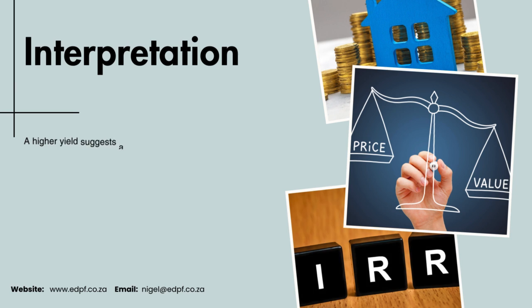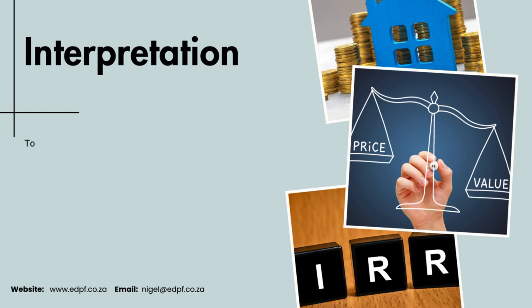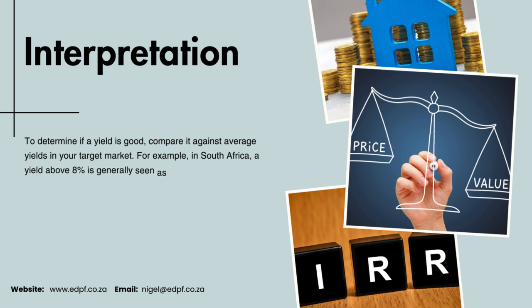So how do we interpret this? What does this yield percentage tell you? A high yield suggests a better return on investment relative to the property price. For instance, a yield of 10% is considered strong and may be attractive in many markets. To determine if a yield is good, compare it against average yields in your market. For example, in South Africa, a yield of about 8% is generally seen as appealing in the property sector.